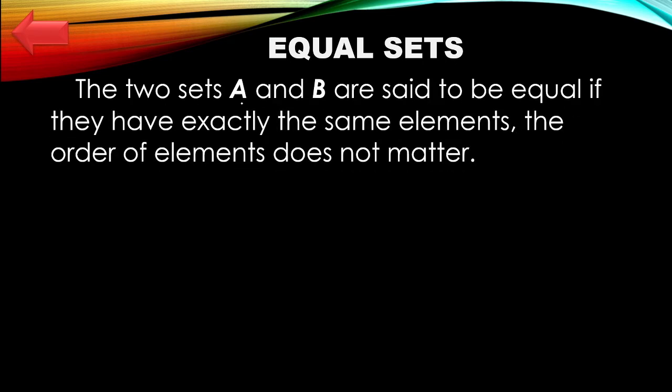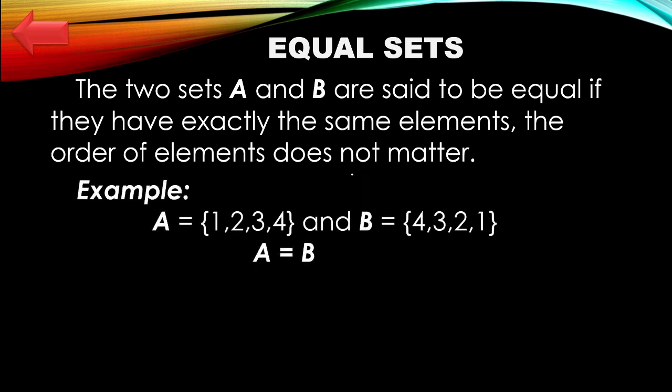Okay. Equal sets. So, the two sets A and B are said to be equal if they have exactly the same elements. The order of elements does not matter. Example, set A has the element 1, 2, 3, 4, and set B has the element 4, 3, 2, 1. So, parehong-pareho sila ng element except lang dun sa order. So, kapag ganyan ang example, tawag sa kanila ay equal sets.